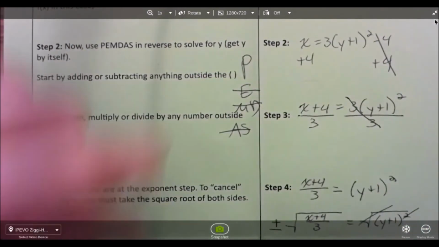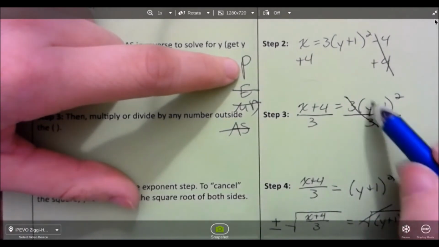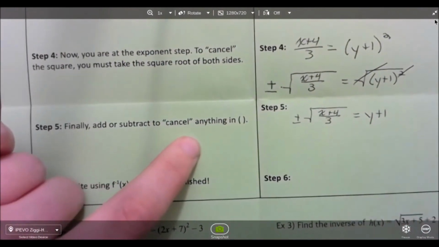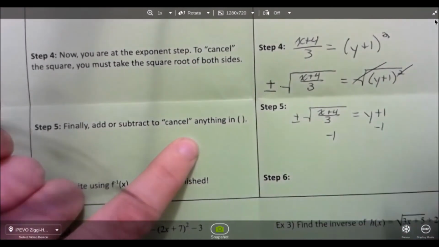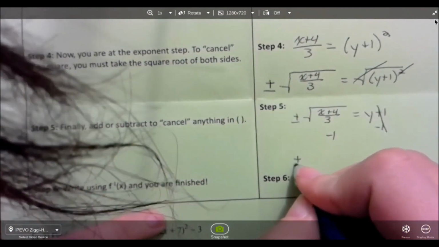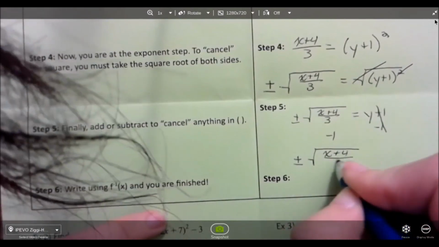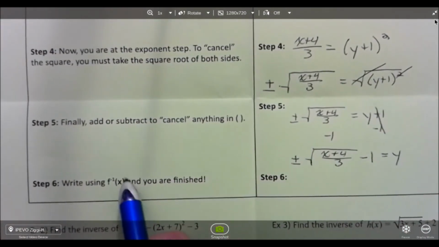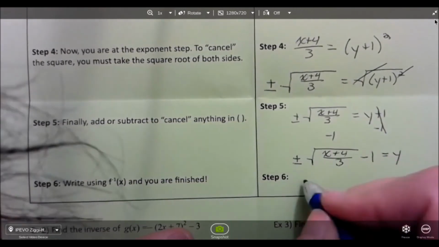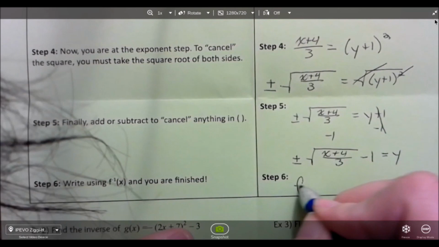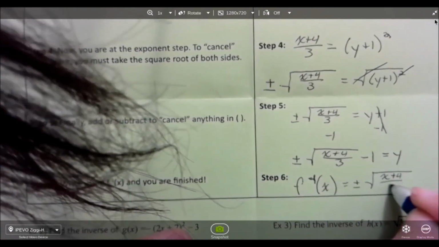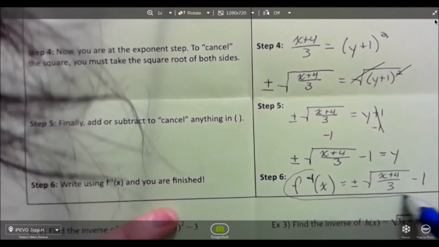Okay, and then finally, so let me go back up here. We did the exponent step. Now we're at the parentheses step. So we need to do anything that used to be in parentheses. So right here, basically. Okay, so this y plus 1 used to be in parentheses, and I need to add or subtract to cancel anything in there, which I see a plus 1. So I'm going to cancel that with minus 1. Those cancel out. So I have plus or minus the square root of (x plus 4) over 3, then minus 1 equals y. Then I'm almost done. All I have to do now is write it with the inverse notation, and then I'm finished. So I'm going to write the inverse of f of x. The inverse of f of x equals plus or minus square root of (x plus 4) over 3 minus 1. And there's my inverse of that function.